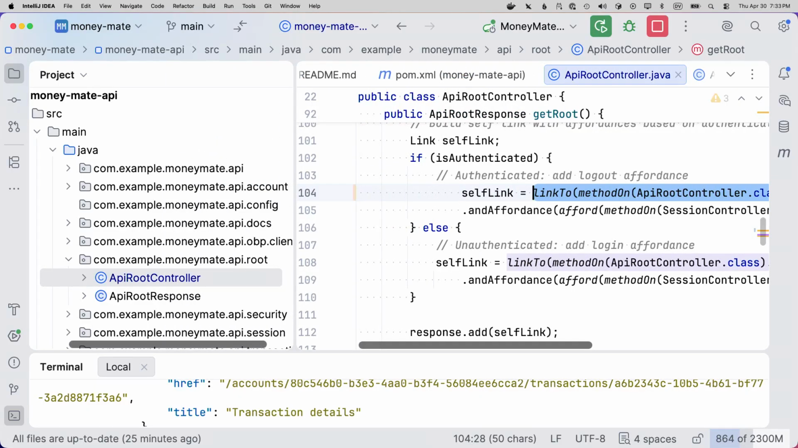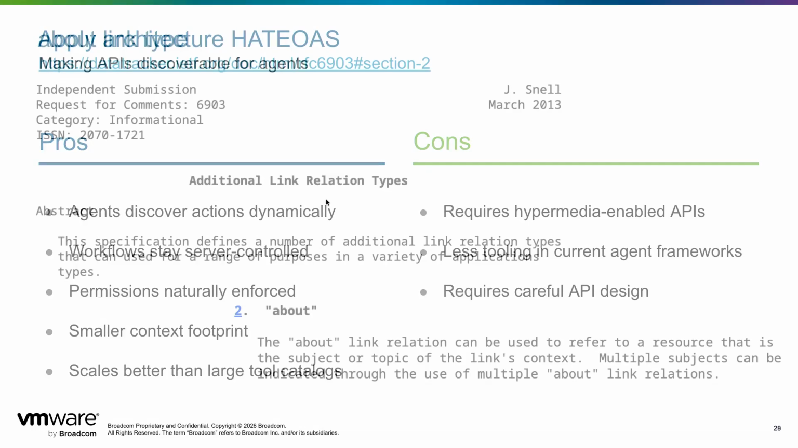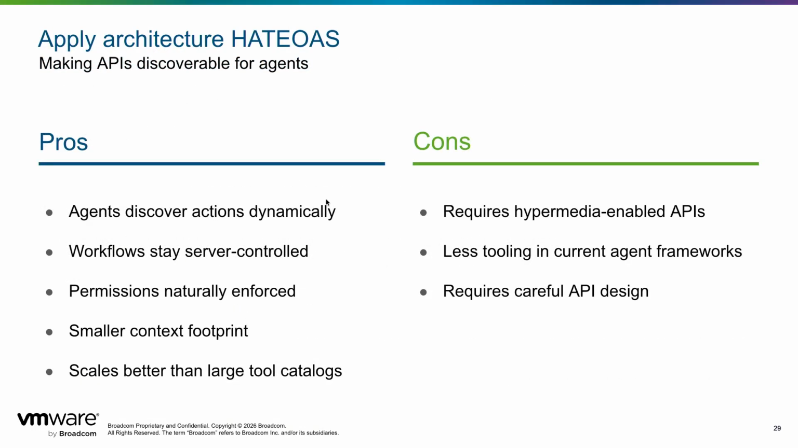So let's go back to see what the slides say I'm supposed to do next. Okay, so we talked about the different types of links. So what are the pros and cons of the HATEOAS architecture? Well, the pros are the agents discover actions dynamically, right? We saw that. Workflows stay server controlled. What you're allowed to do next is part of the resource that you send back. It's part of the links. These are dynamic tool lists. Permissions are naturally enforced. If you have permissions to transfer money, I would have rendered a transfer money link. If you didn't, I don't.